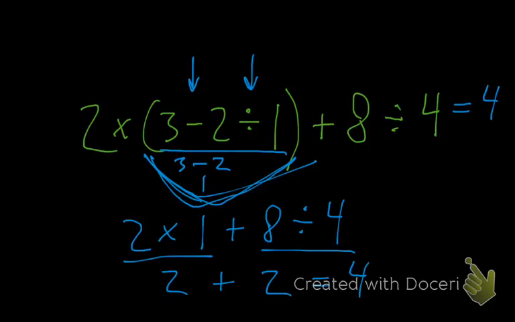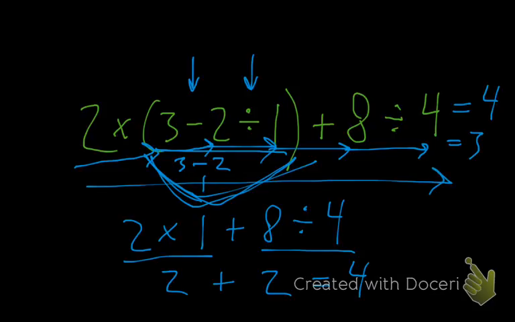Okay? If I went through and did it a different way, let's try this. What's 2? 2 times 3 is 6. Minus 2 is 4. Divided by 1 is 4. Plus 8 would be 12. Divided by 4 is 3. You can't just go straight across like that. There's an order to do these operations in.